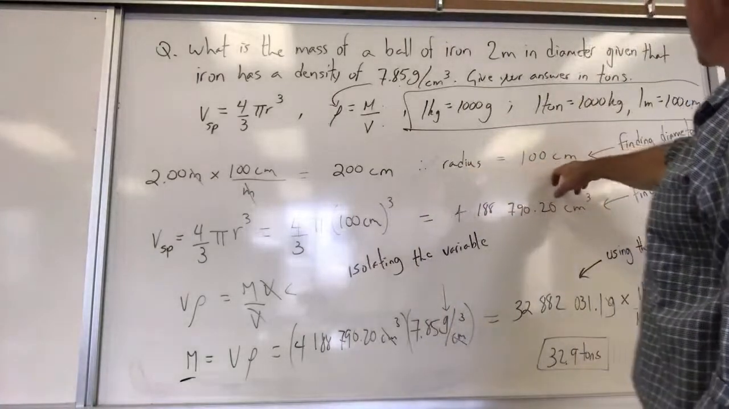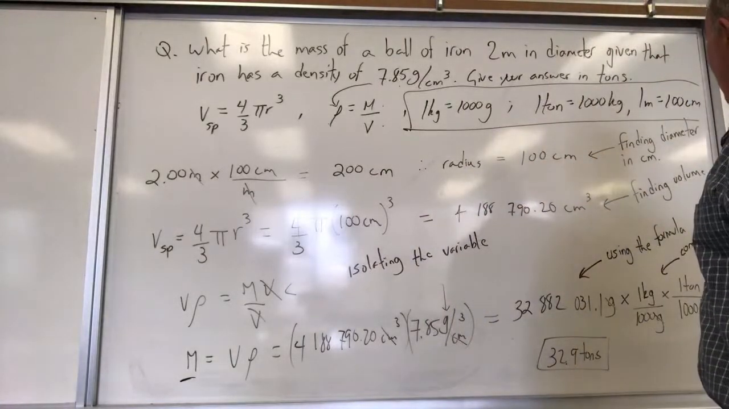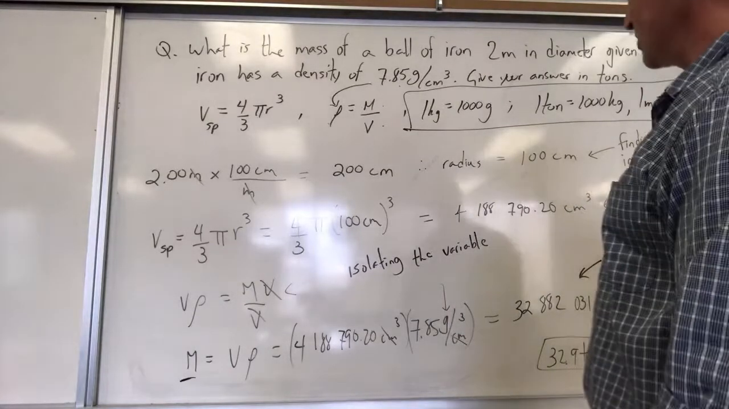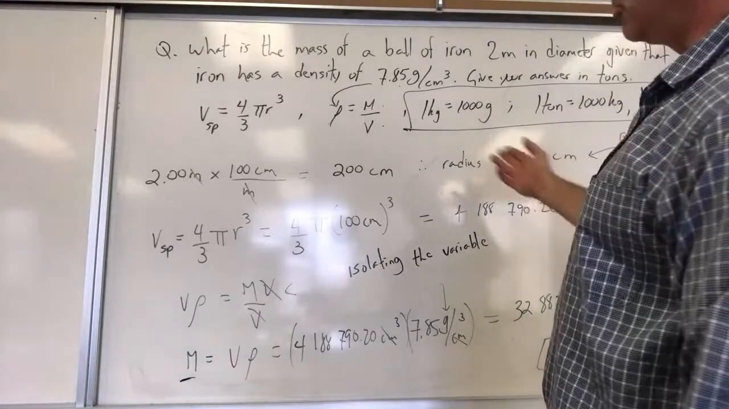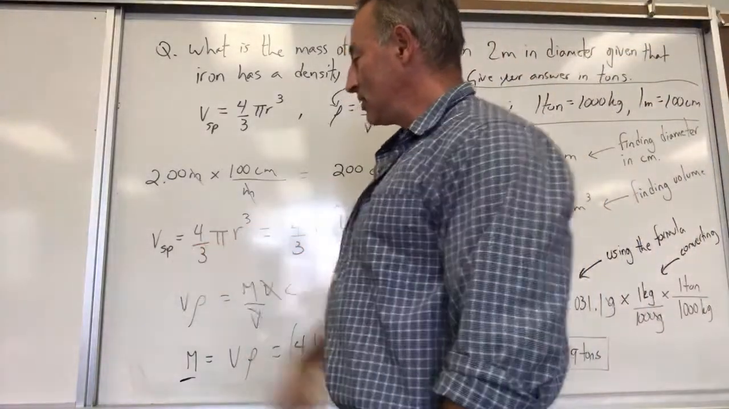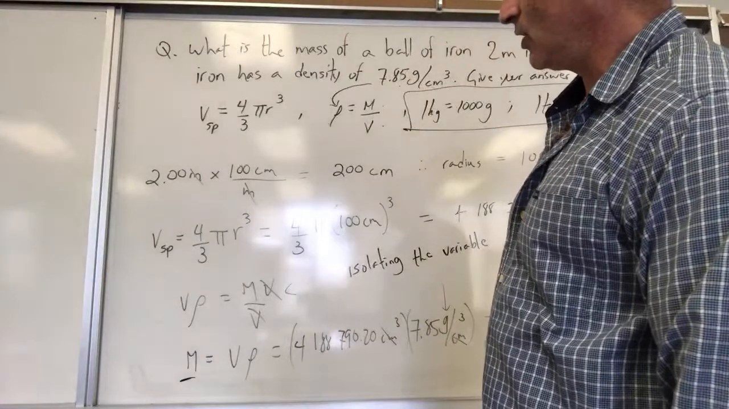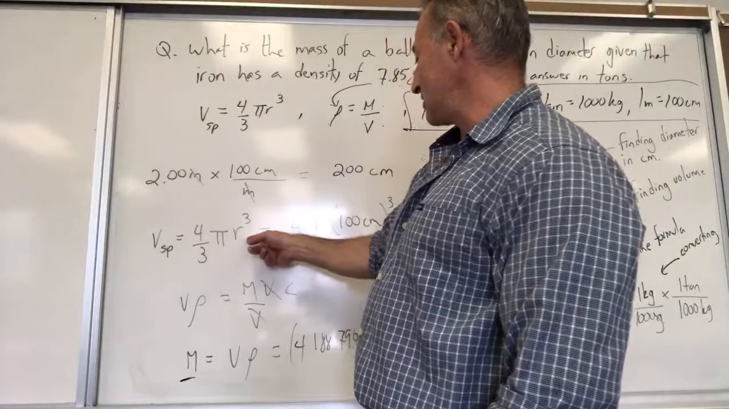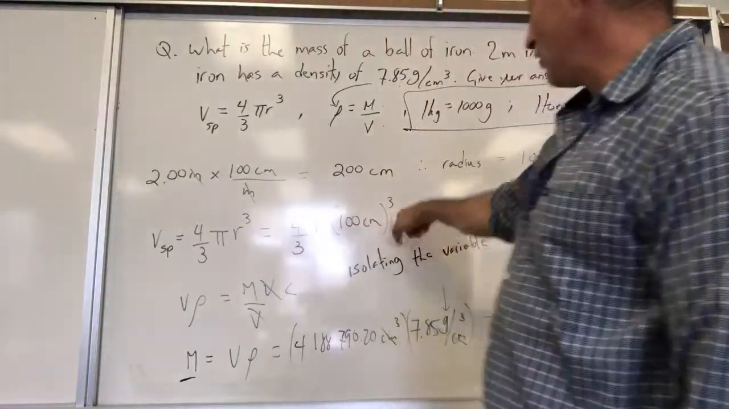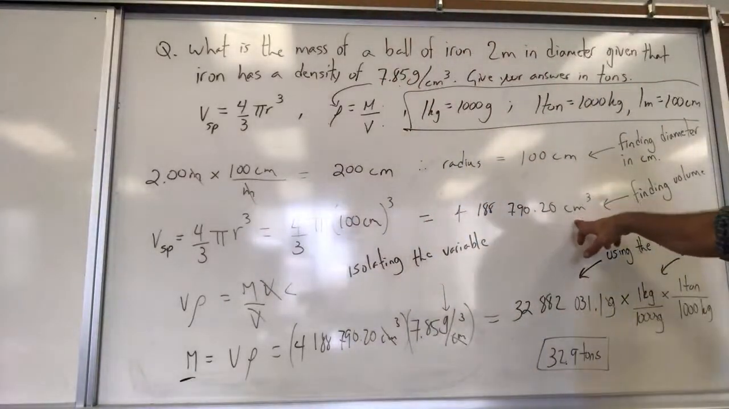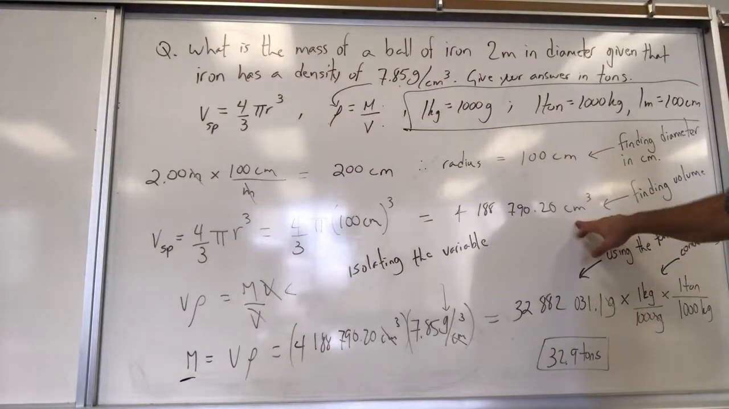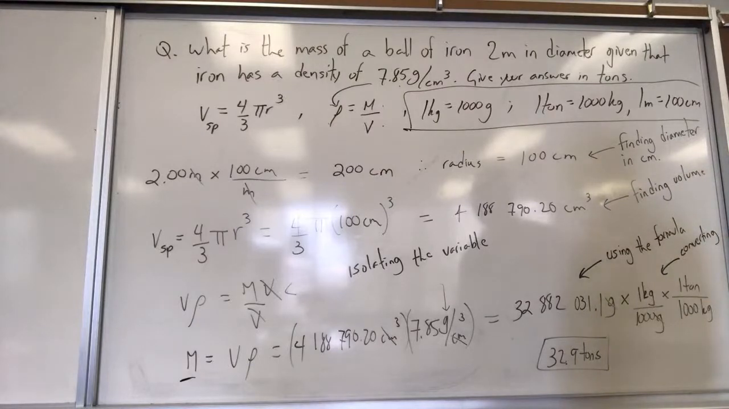So radius is 100 centimeters. Then you plug it into the sphere's volume formula: 4 over 3 pi times the radius, in this case 100 centimeters, raised to the power of 3. This is the answer you get: 4,188,790 centimeters cubed. So you found the volume of the iron ball.